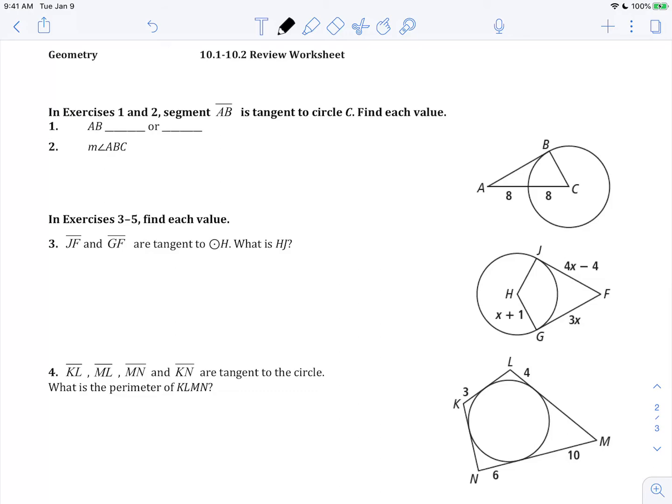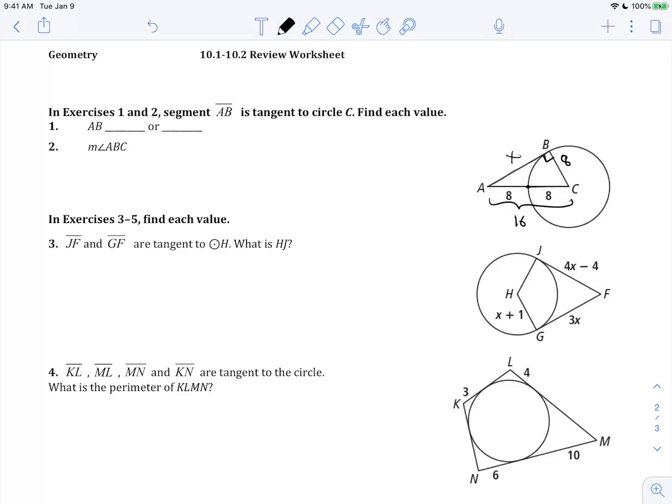Segment AB is tangent to circle C. Find each value. AB. So we want to find this length right here, right? We know it's tangent, so this is going to be a 90-degree angle. I see that this is 8, so this is also 8, right? So we need to find this length right here. Well, this whole length is 16, which happens to be twice as big as this one.